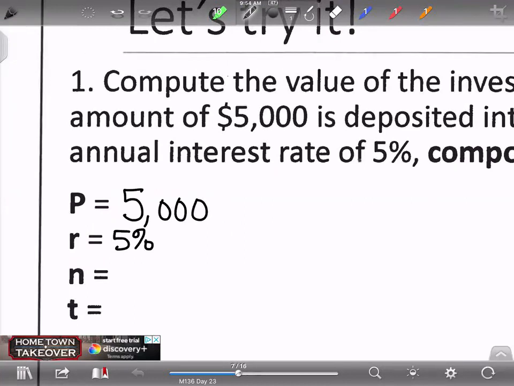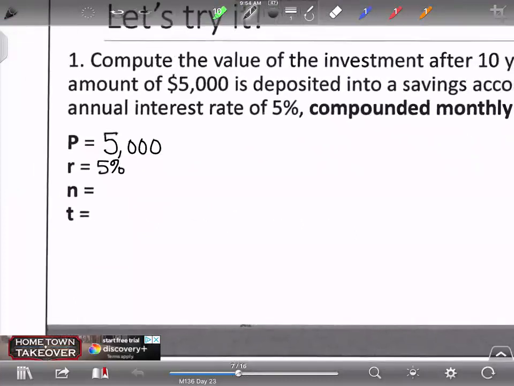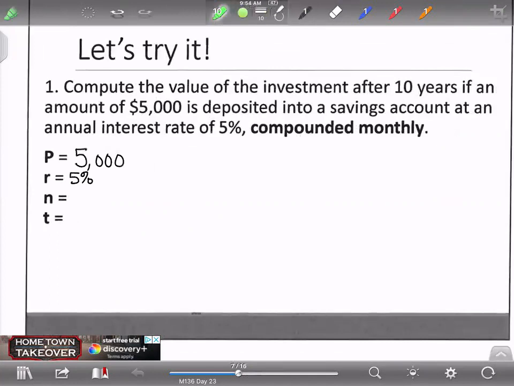N is the new piece to this equation. N stands for the number of times that interest is compounded. You're told that interest is compounded monthly. How many months are in a year? Everybody says 12, because everybody's paying attention. So compounded monthly means you're going to be earning interest 12 times per year, and your time is 10 years.